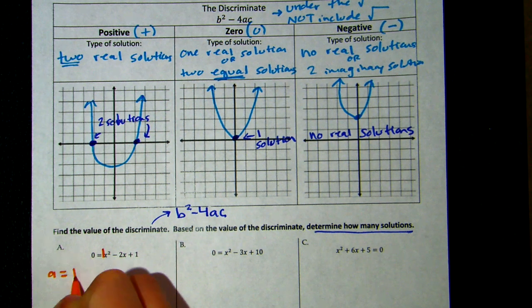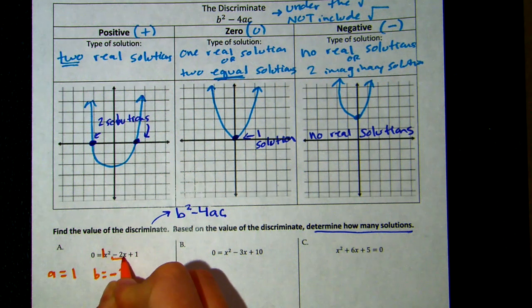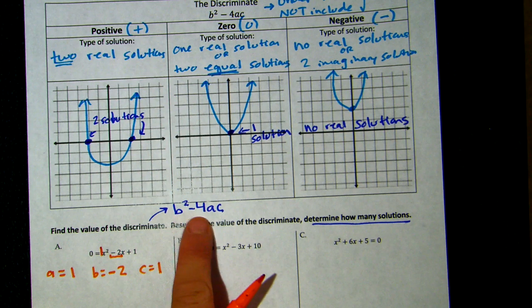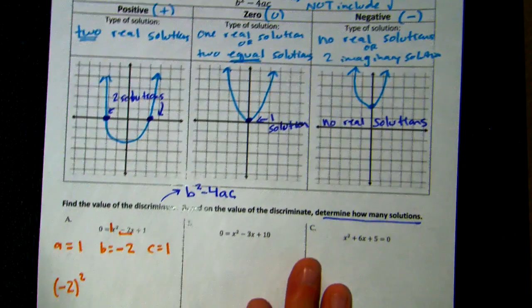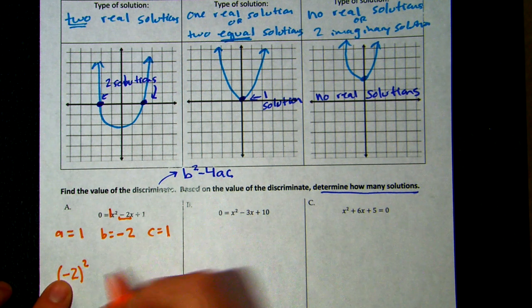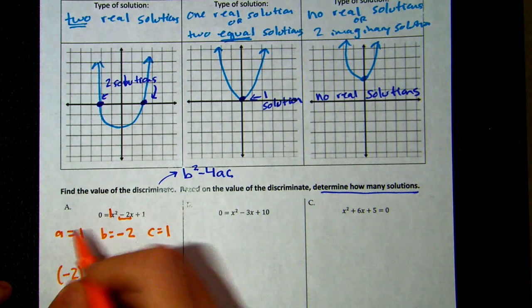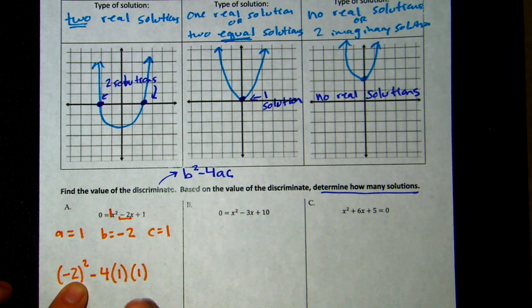So a equals 1, b equals -2. Be careful to take that negative with you. And c equals 1. So I'm going to plug that into my b squared minus 4ac. So I'm going to do -2. Reminder that a negative number has got to be inside of parentheses for us to square it. So (-2) squared minus 4 times our a value, which is 1, times our c value, which again is 1.